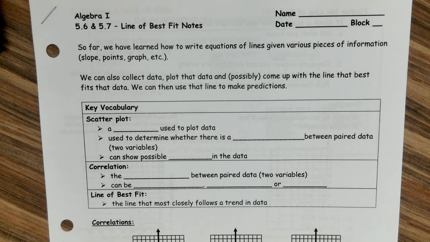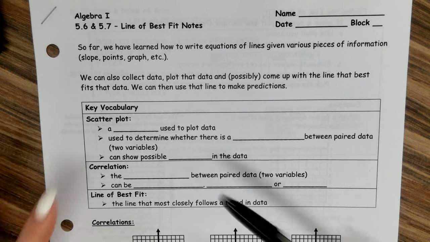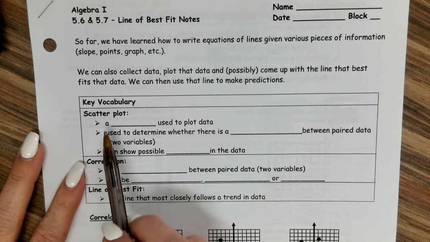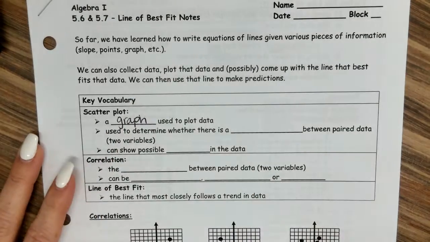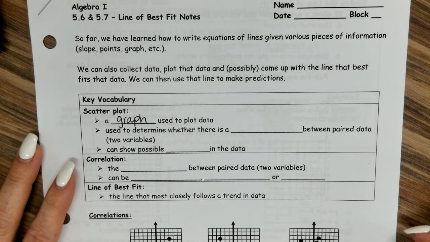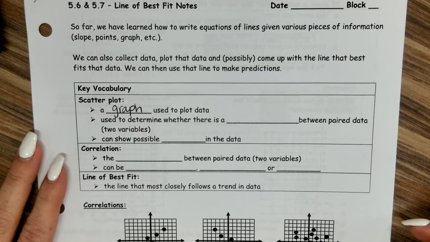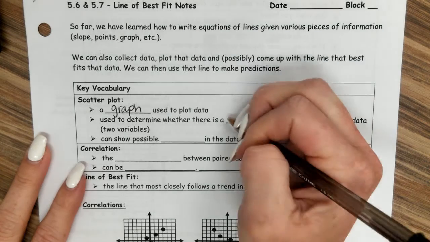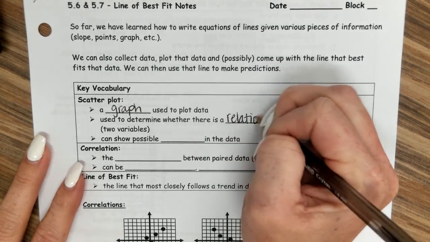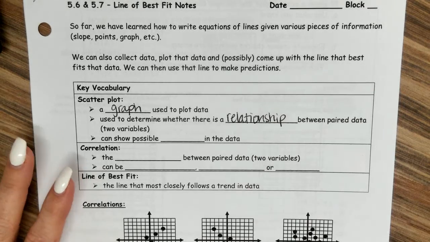So Friday, you guys learned about scatter plots and lines of best fit, and that's what we're going to briefly go over today. So here's your key vocabulary. A scatter plot is a graph used to plot data. It's used to determine whether there is a relationship between two sets of data.